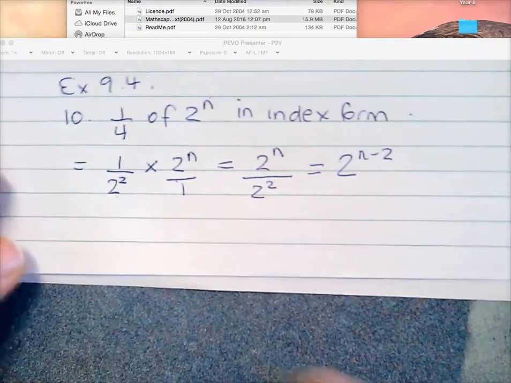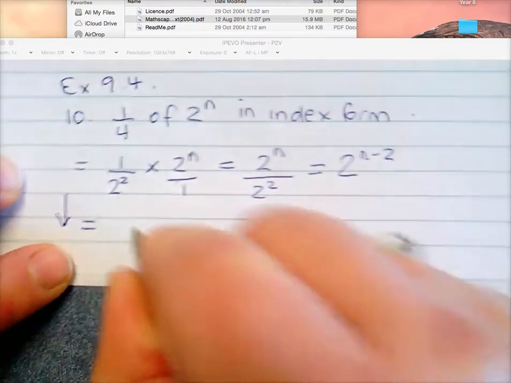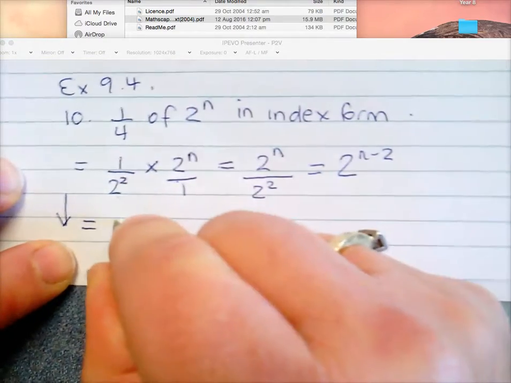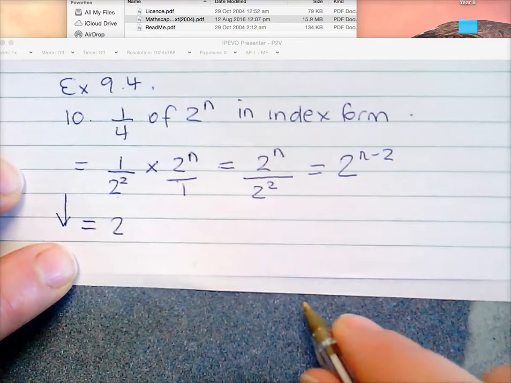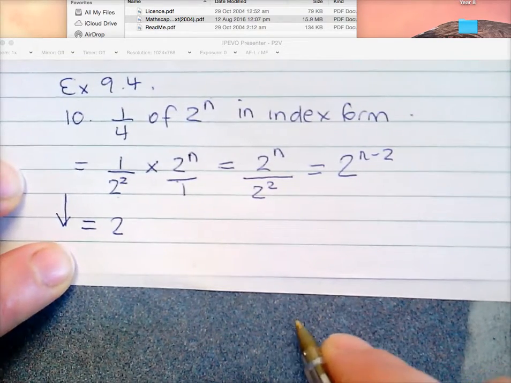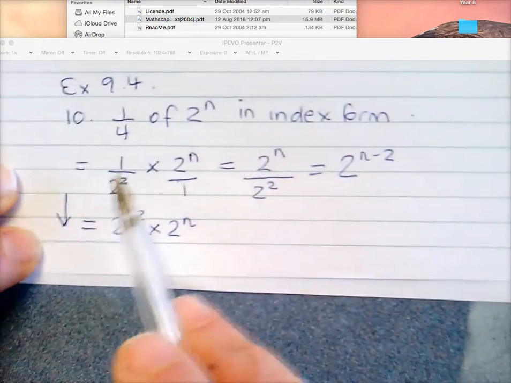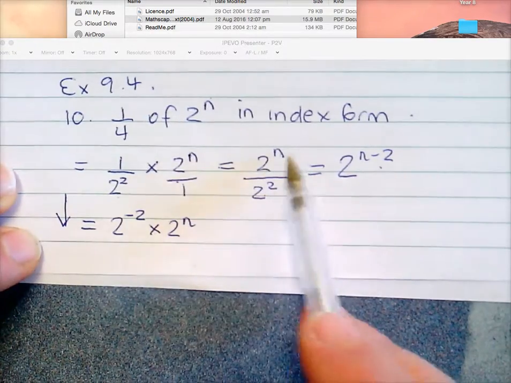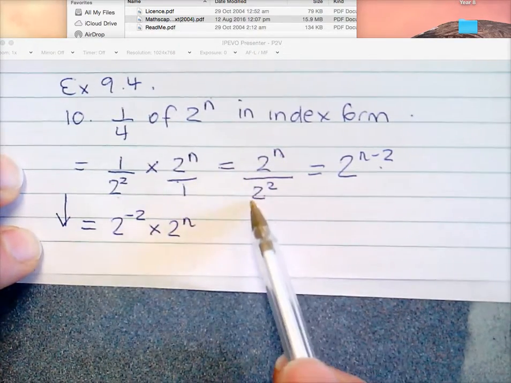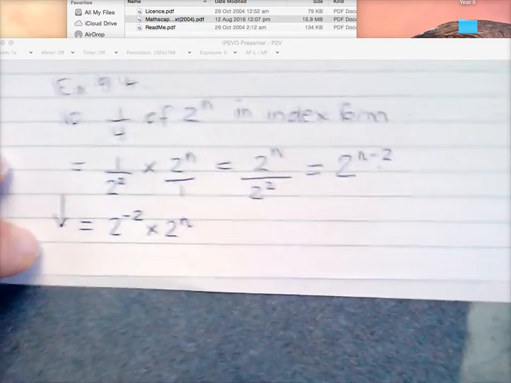Okay? Now, the other way you could have done that, so we can go this way. The other thing we could have done is go like this. 1 over 2 squared is 2 to the power of what? 1 over means what sort of power? Negative. This was the other way you could have done it. So you could do it like that, where you multiply numerators, multiply denominators, and then we use the index laws for dividing, which means subtract the indices if the bases are the same.